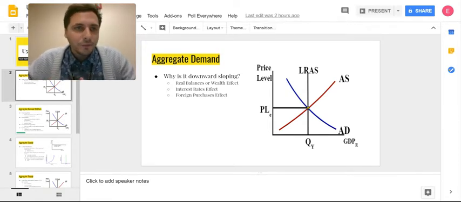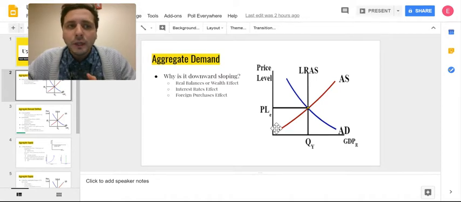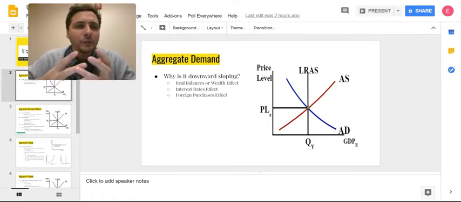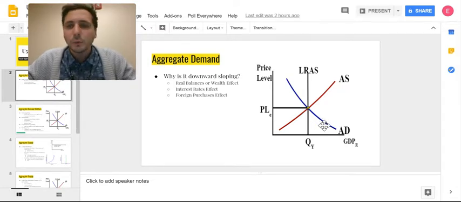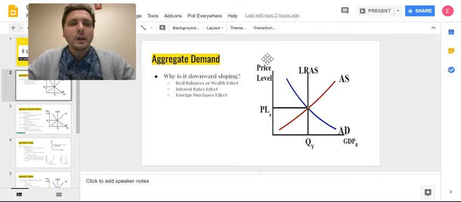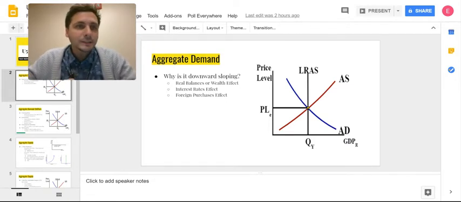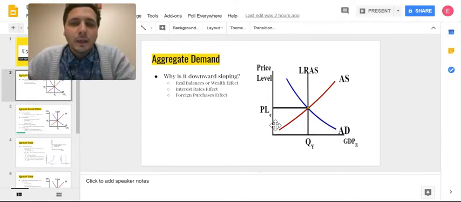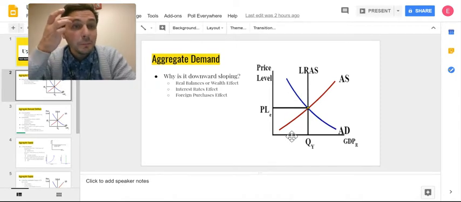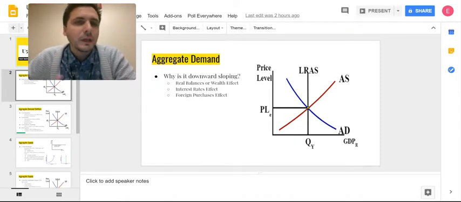So first is a real balances effect. This is the idea that when price level falls, we are all a little bit more wealthy, right? The savings that we have in the bank account, all of the assets that we have now are more valuable than they were before. When our assets are more valuable, we demand more. So price level falls, the quantity we demand goes up. And vice versa. When price level goes up, we're all poorer. All the savings that I have in the account, all of my assets are now worth less as a result of that increased price level or as a result of that inflation. And so as prices rise, the quantity we demand of the aggregate of all the goods produced in our society goes down.